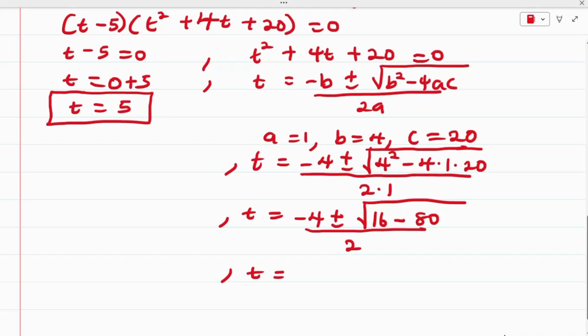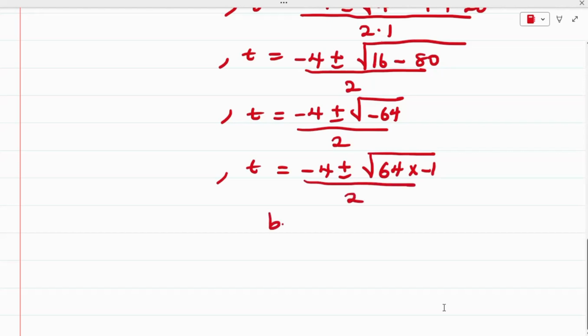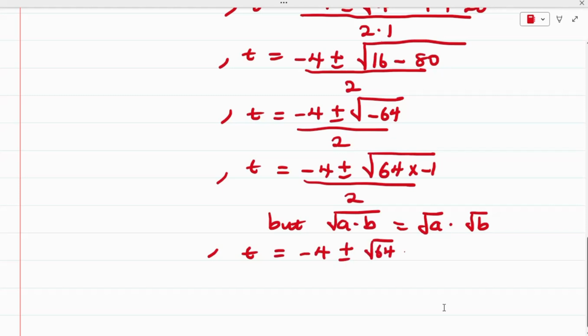So we have t is equals to minus 4 plus minus the square root of 16 minus 80 is going to give us minus 64, divide what? 2, and we have this to be t is equals to minus 4 plus minus the square root of, now minus 64 can be expressed as 64 multiply negative 1, divide 2. But if we have the square root of a multiply b, this is equals to the square root of a multiply the square root of b. So we have that t is equals to minus 4 plus minus the square root of 64 multiply the square root of negative 1, divide 2.